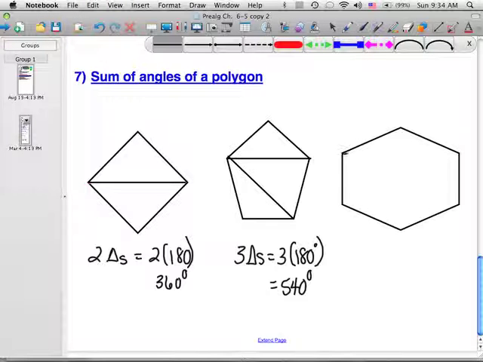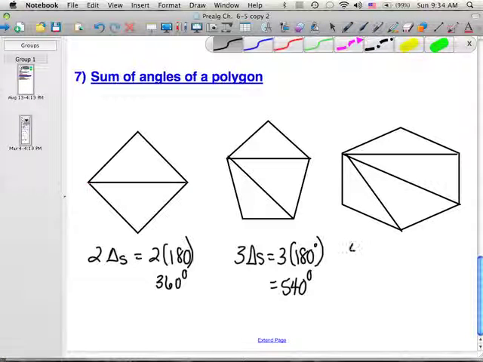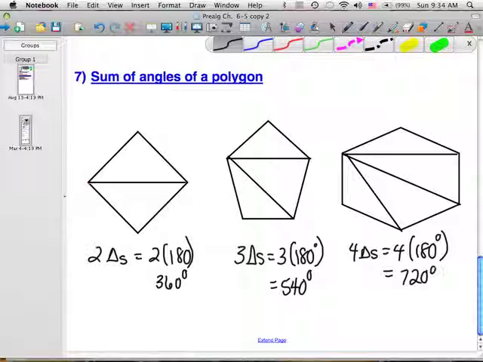And let's do one more. From one point I can make 1, 2, 3 diagonals, which gives me 4 triangles. So that's 4 times 180 degrees, which is 720 degrees. Now, what rule can we come up with that we can always use here? Well, let's figure out how many triangles we had. This is a 4-sided figure, and we ended up with 2 triangles.